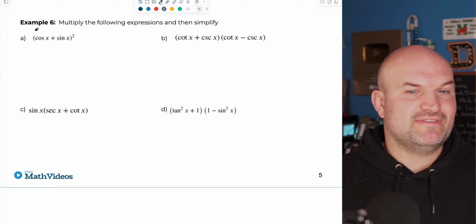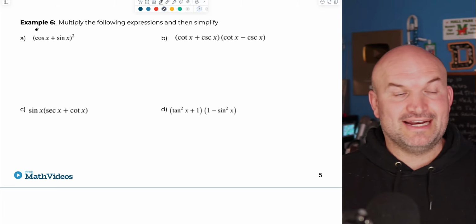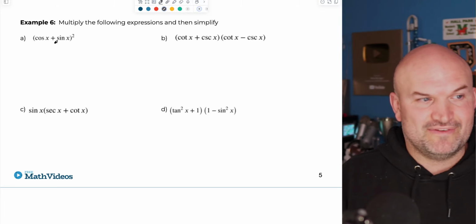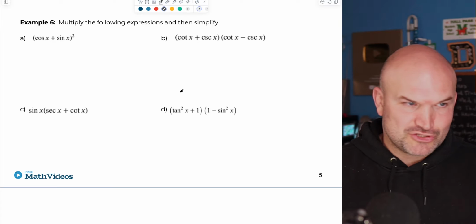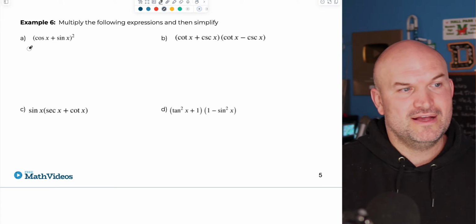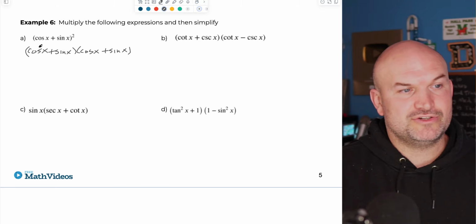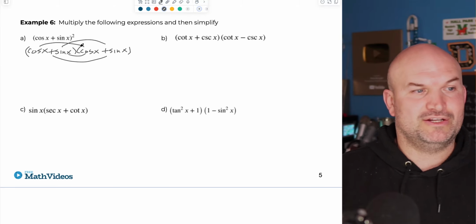So if I have cosine of x plus sine of x, remember, ladies and gentlemen, that is cosine of x plus sine of x times cosine of x plus sine of x. So it's very important: do not just distribute that square to both of those terms. This can be rewritten as a cosine of x plus a sine of x times a cosine of x plus a sine of x, right? So you can apply distributive property, you can apply a FOIL, whatever you want to think about, or how you remember how to do this.